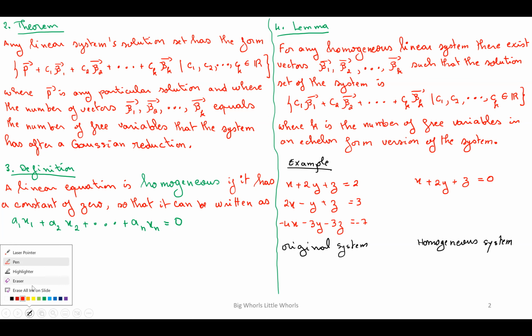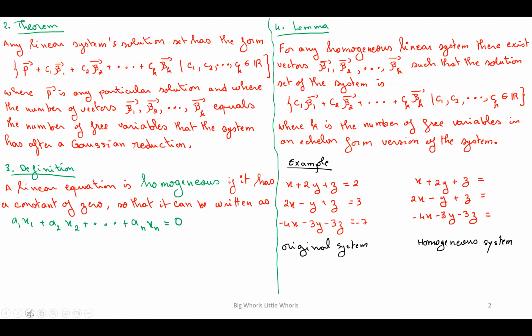I think it's good to make that 0, to highlight that 0. Okay, so yeah, it goes like this: 2x minus y plus z equals 0 and minus 4x minus 3y minus 3z equals 0. So that's 0, 0, 0. Okay, so that's the associated homogeneous equation.